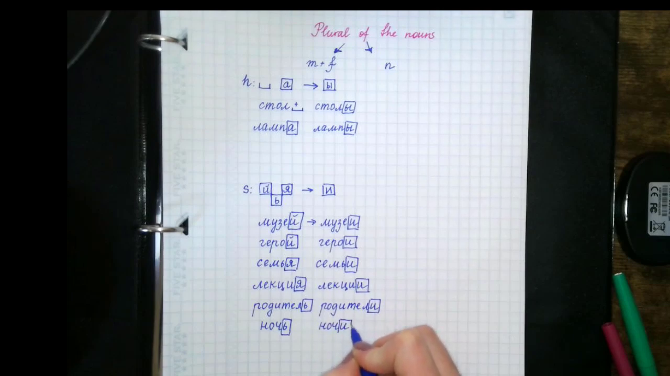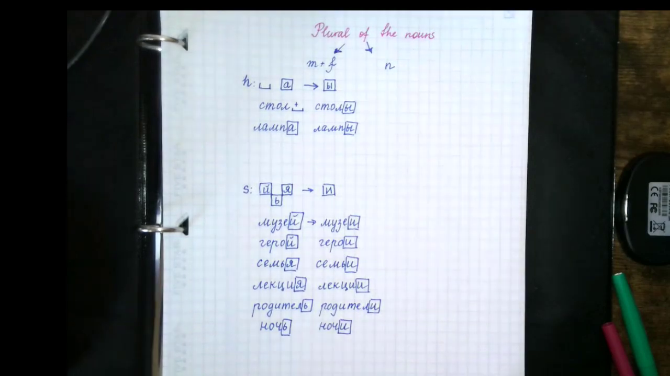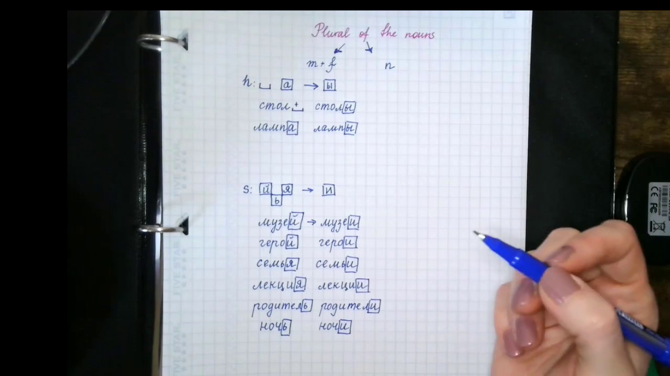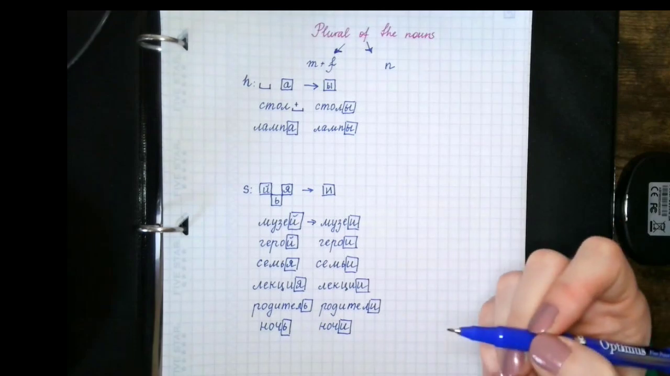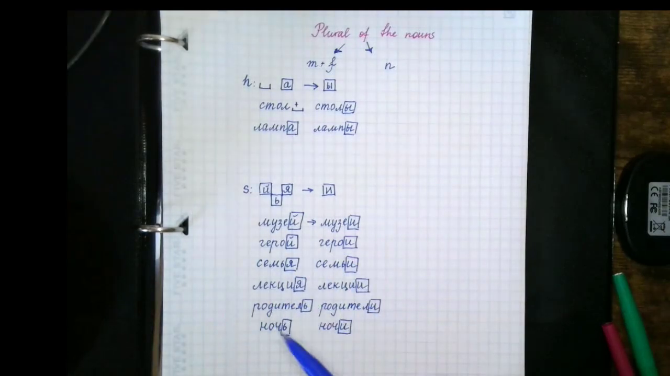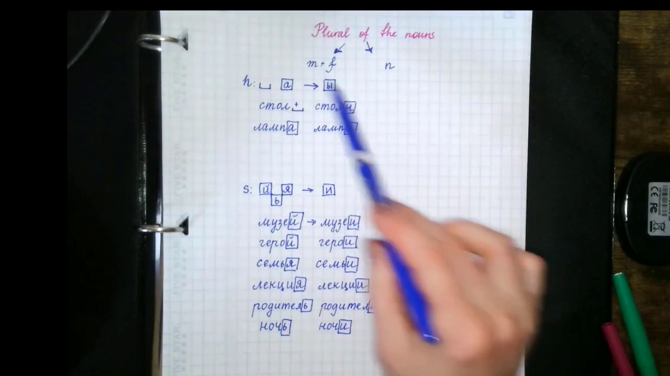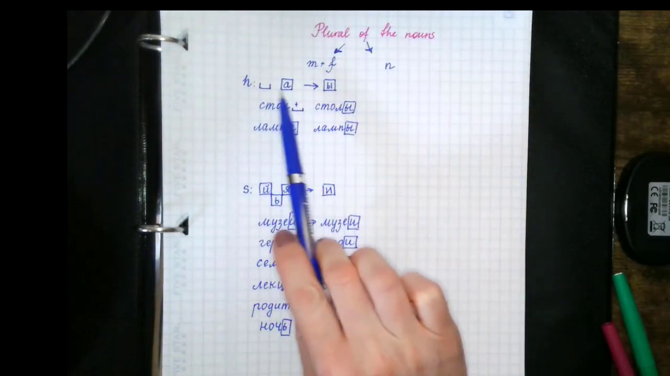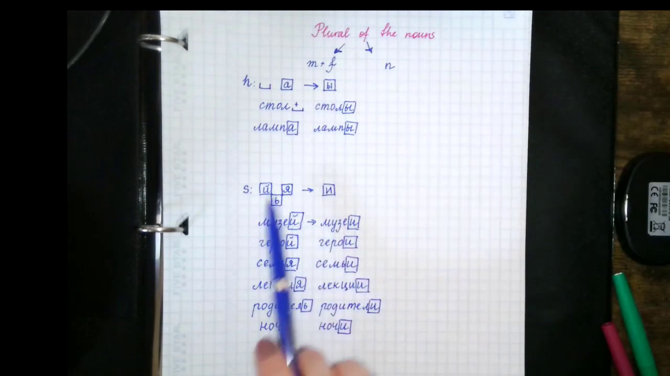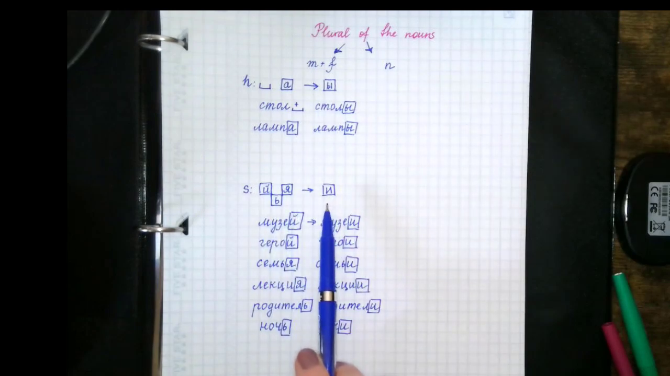For instance, when we talk about St. Petersburg, we often use the term белые ночи, white nights. Okay, as you can see, we have a set of hard endings. So hard endings turn to hard ending ы. Soft endings turn to soft ending и.